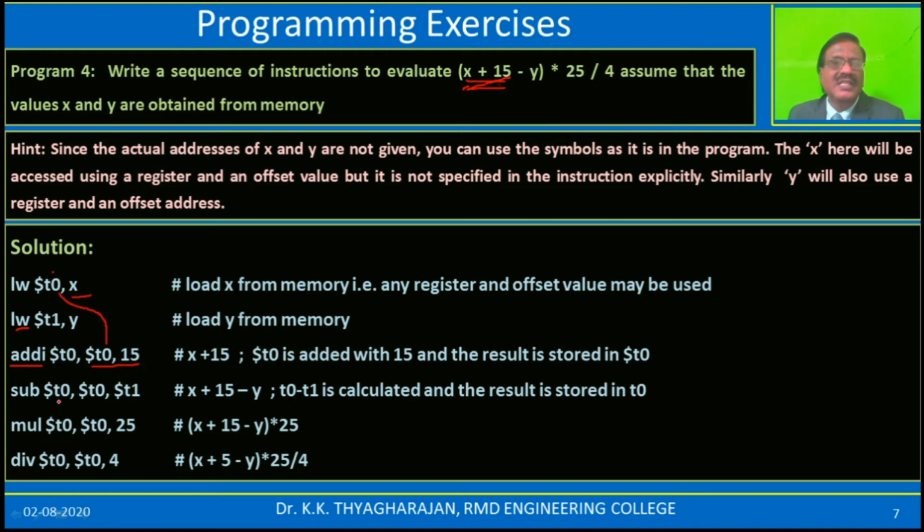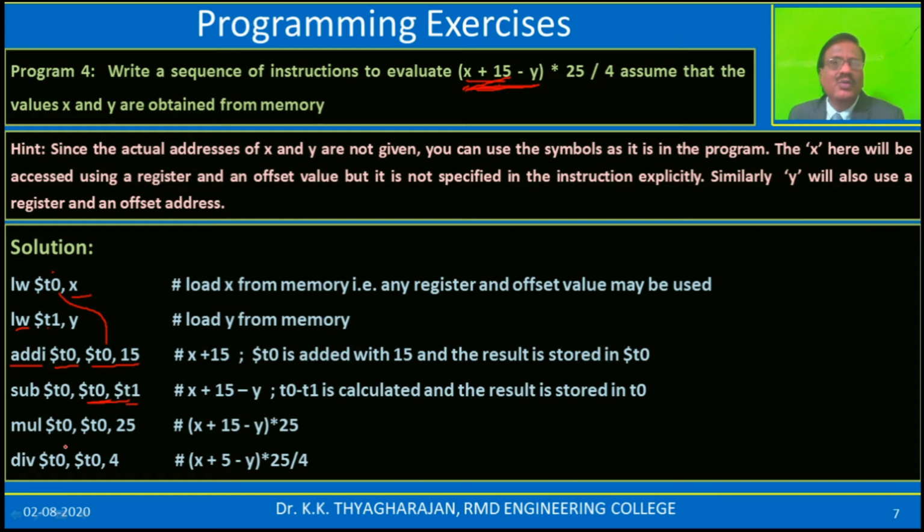Then from this $t0 you have to subtract y also. So where is y? y is in $t1. So subtract $t0, $t0, $t1. So $t0 minus $t1 will be computed. That means in $t0 you have x plus 15, in $t1 you have y. If you do this, it will be computed, and the result will be stored in $t0. Now $t0 has x plus 15 minus y.